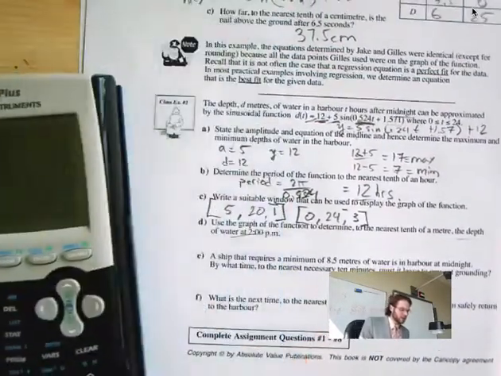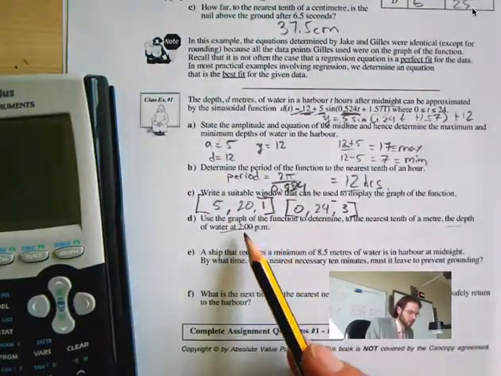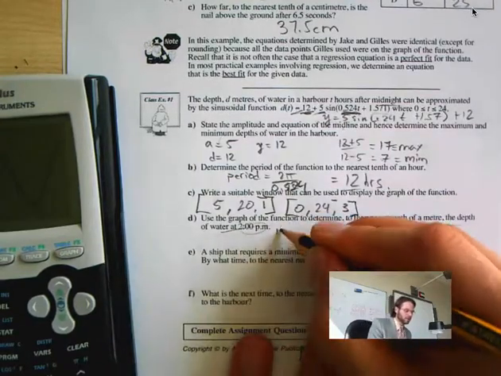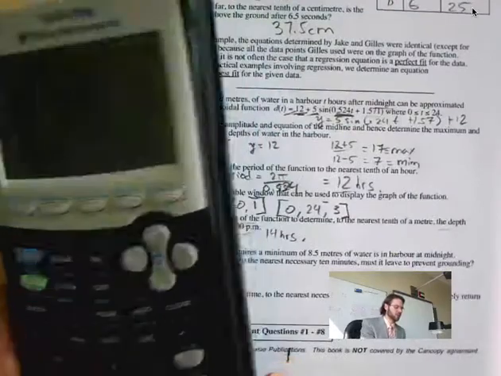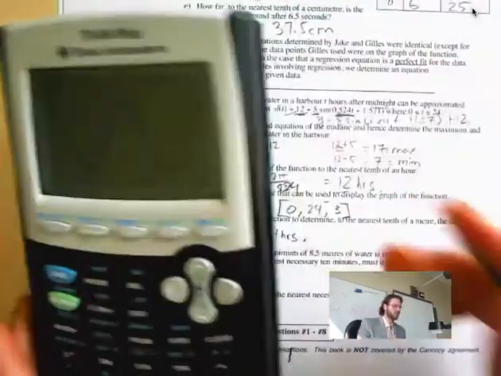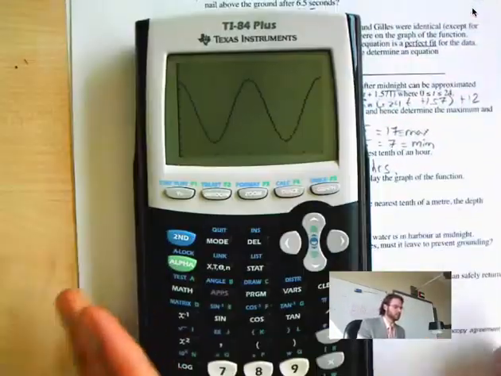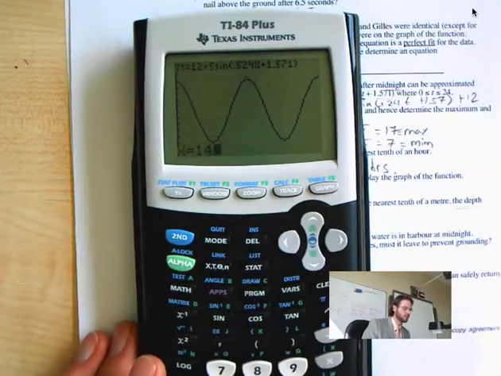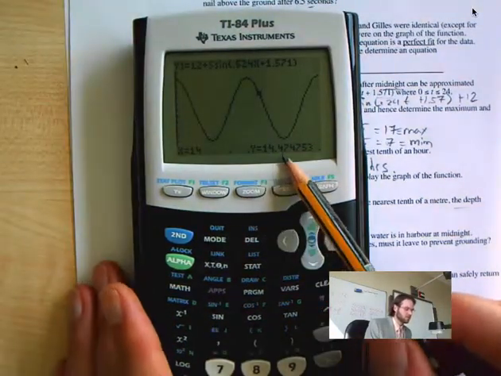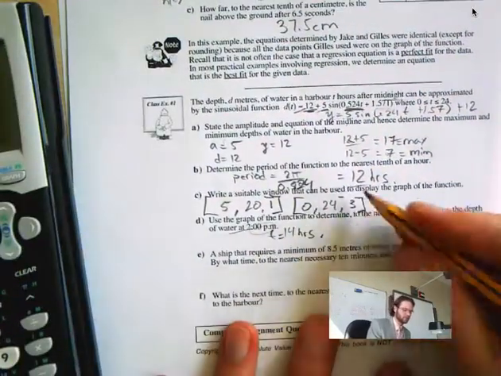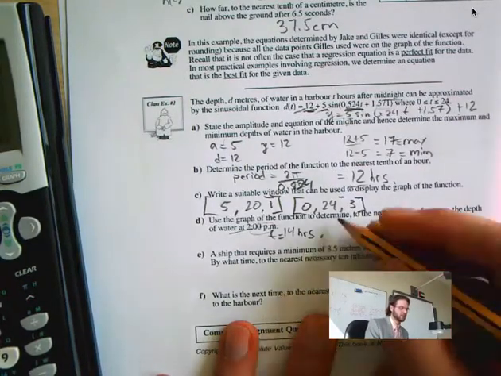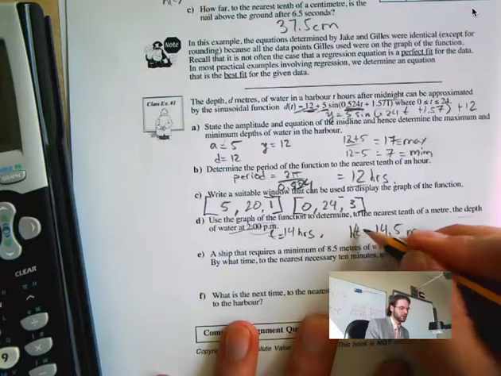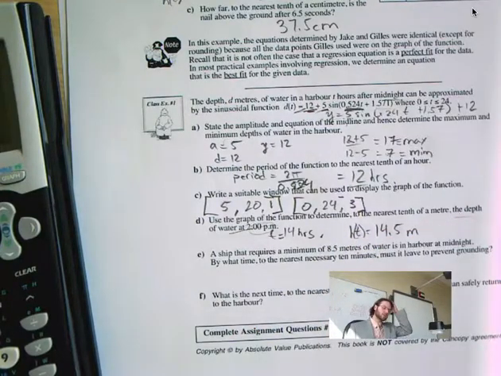Okay, so then it says at 2 p.m., so that's after 14 hours. So 2 p.m., t is 14. So I just put trace 14. So trace, and we want 14. Enter. I get 14.5 meters. So the height after 14 is 14.5.